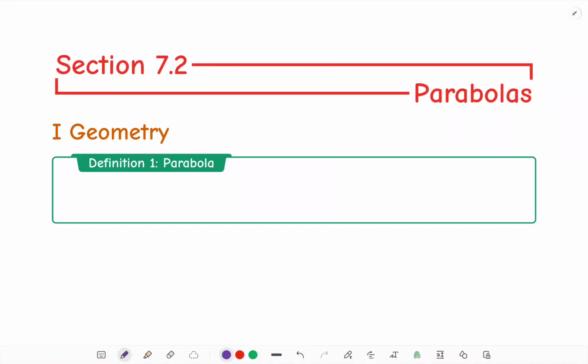Hello. Today we're going to start section 7.2, parabolas. First of all, let's give the geometric definition of a parabola.